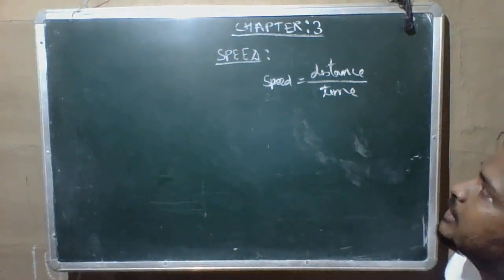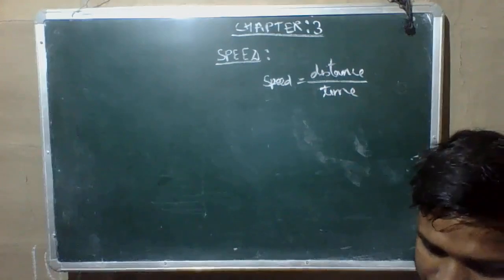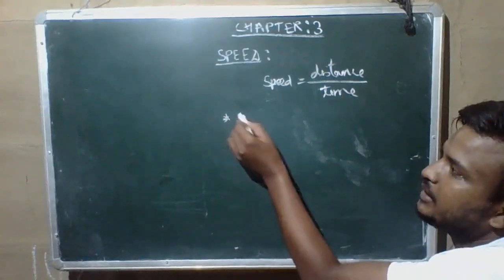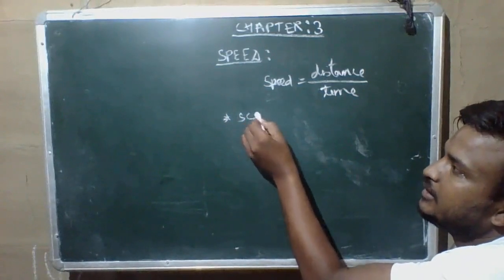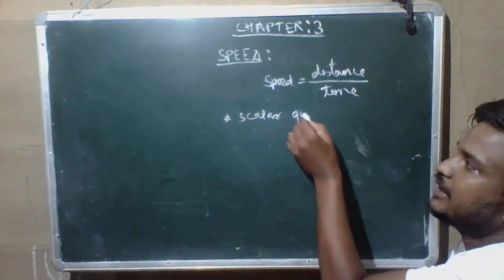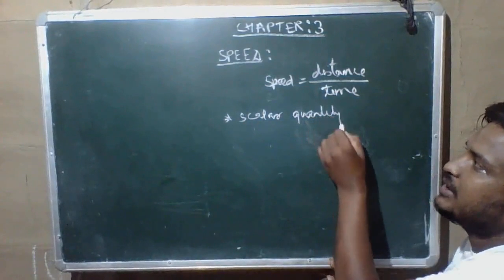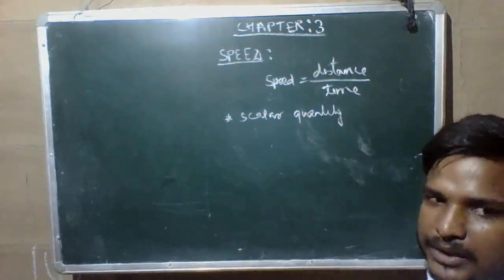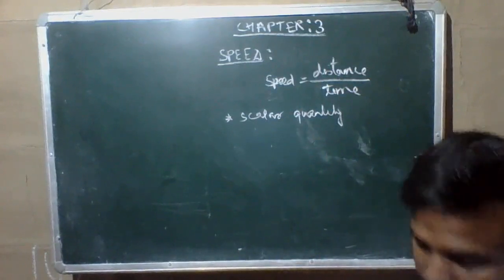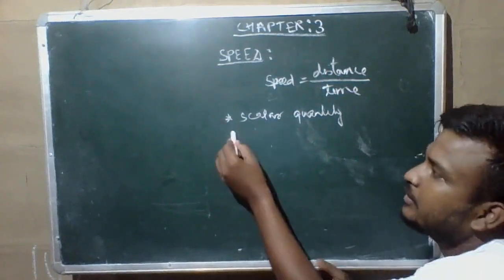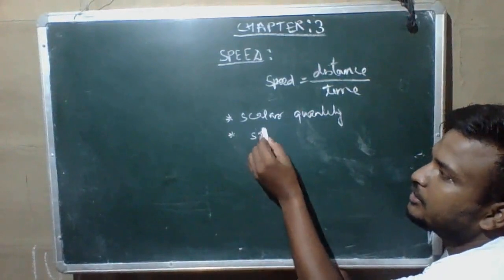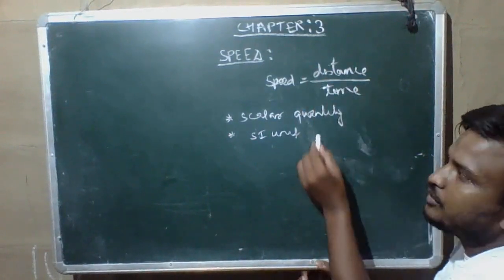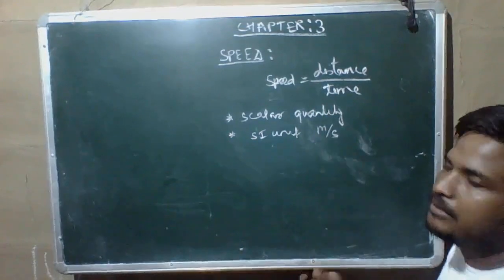So speed equals distance by time, and speed is a scalar quantity. Why is it a scalar quantity? Because you can see here a distance is given. Since distance is a scalar quantity, speed will also be a scalar quantity. The SI unit of speed will be what? Distance is meter and time is second. So it will be meter per second.